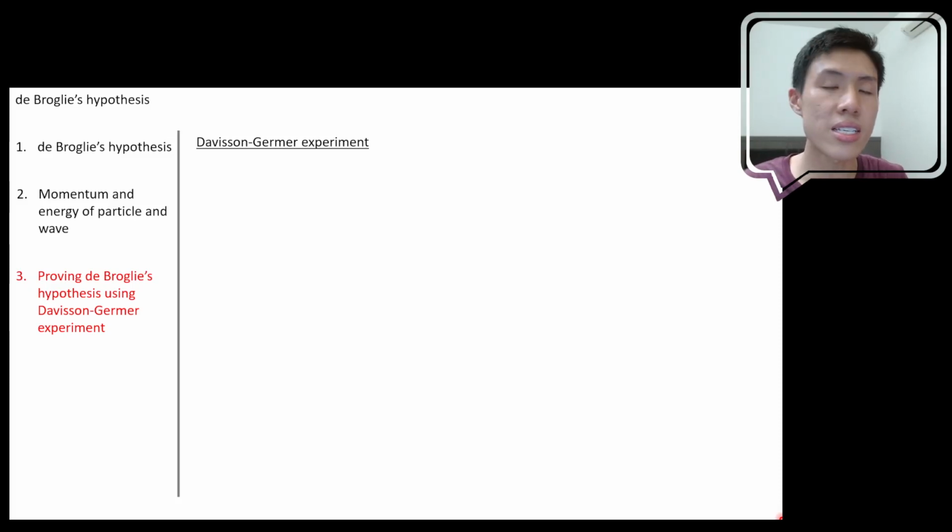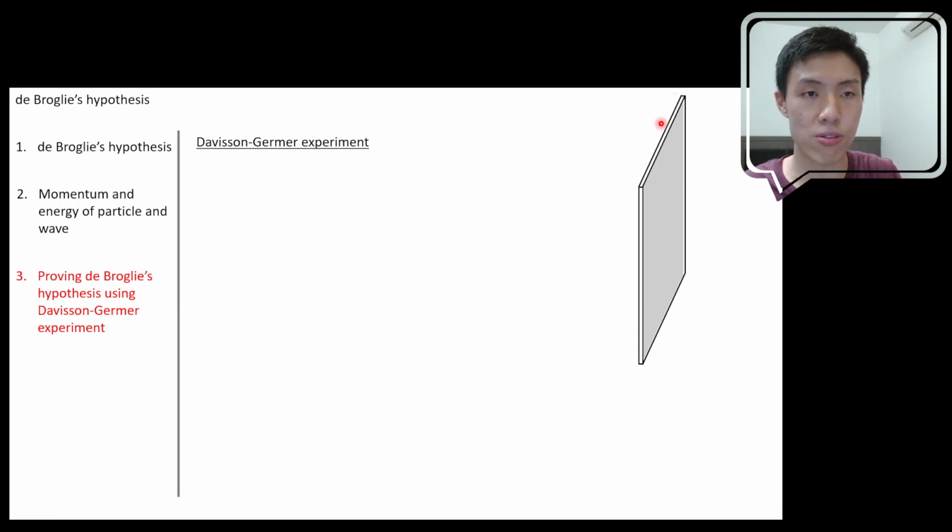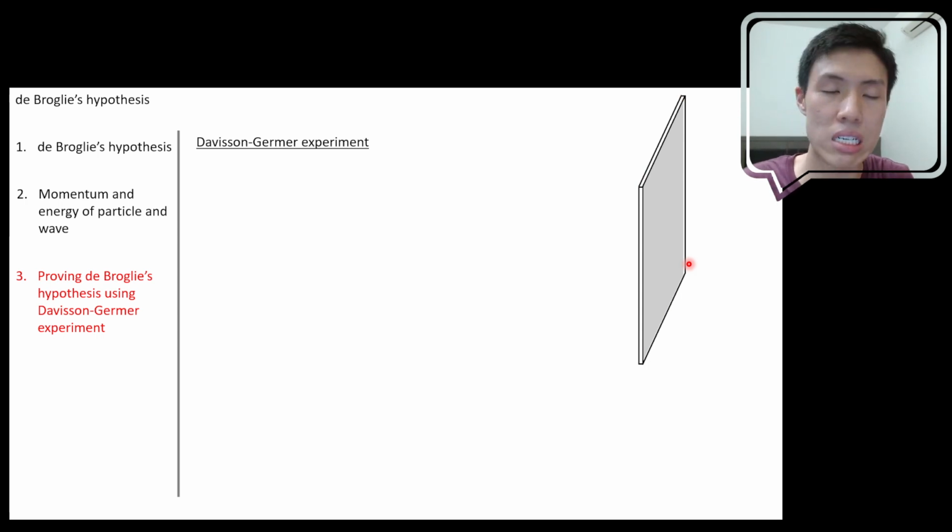Now, let's study the Davisson-Germer experiment. This is the experiment that allows us to prove the wave properties of particles. The Davisson-Germer experiment consists of a piece of nickel crystal. This piece of board over here, it's not a board, it's actually a piece of nickel crystal.